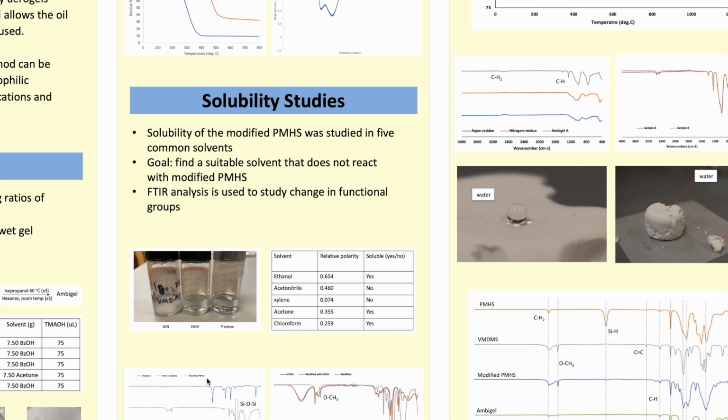Solubility studies were conducted to find a suitable solvent that allowed for better tailoring of the benzyl alcohol modification. The benzyl alcohol was previously used as both the solvent and modifier of the surface. Finding a different solvent would allow us to specifically add in known amounts of benzyl alcohol to figure out how much of the surface is actually being modified. The goal of this was to find a suitable solvent that does not react with the modified PMHS and is only used as the solvent.